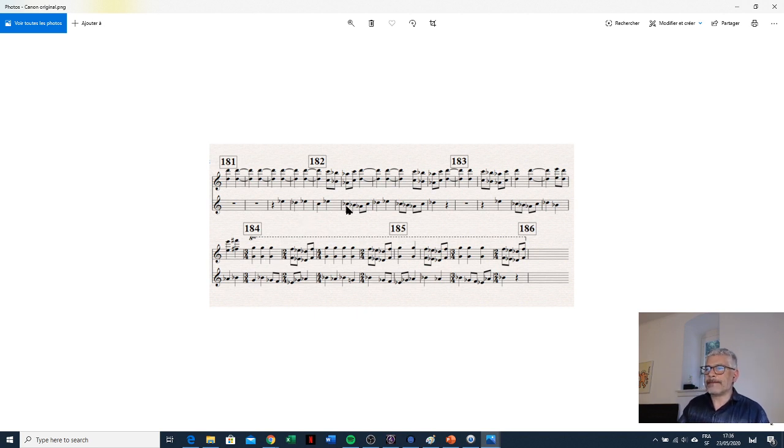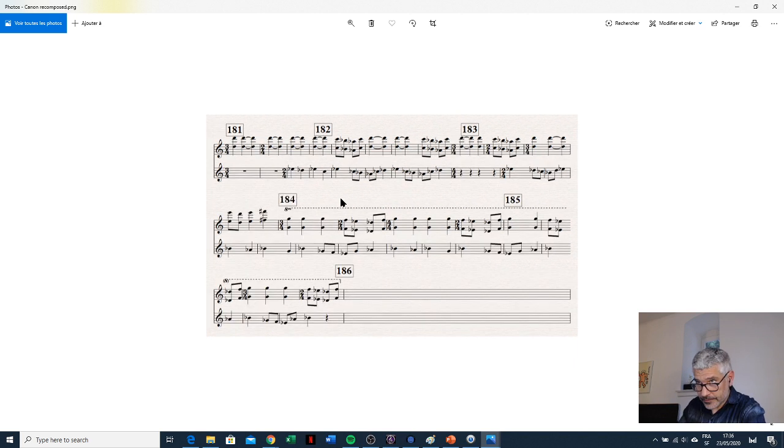So it doesn't give us much help to understand how this operates. It's just basically in two, and you just go straight. This is the version I did. So here we have the canon starting, and it's basically the same music written in a way that aligns with the percussion.